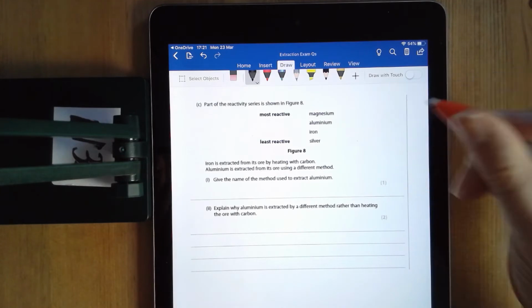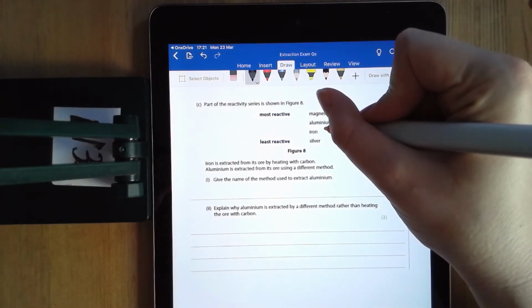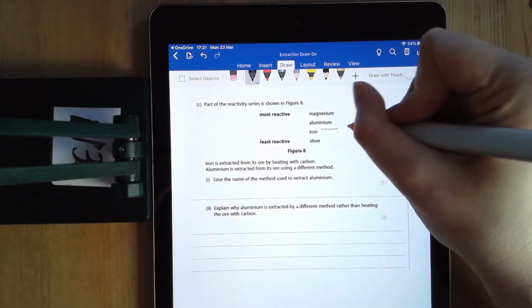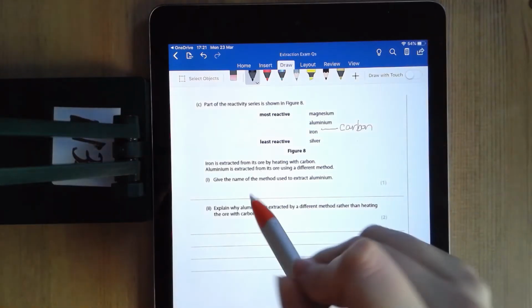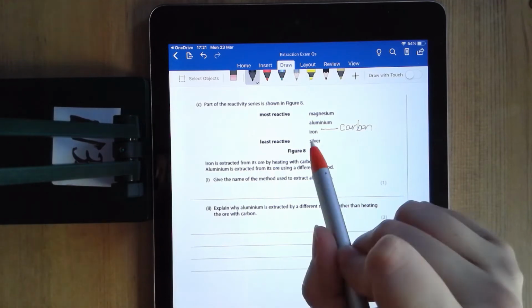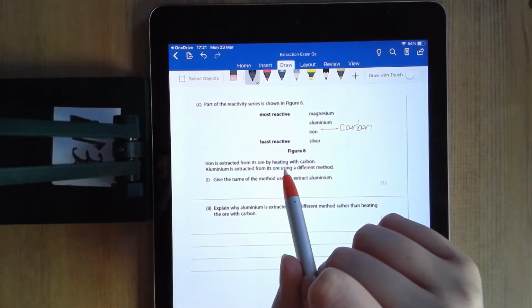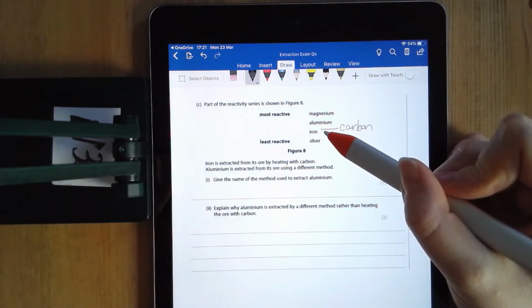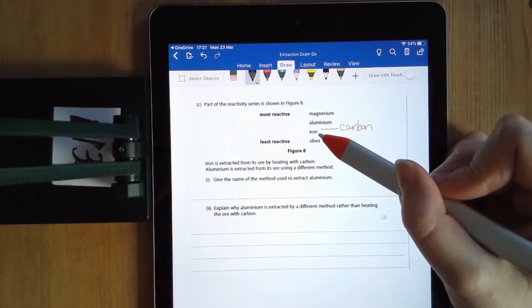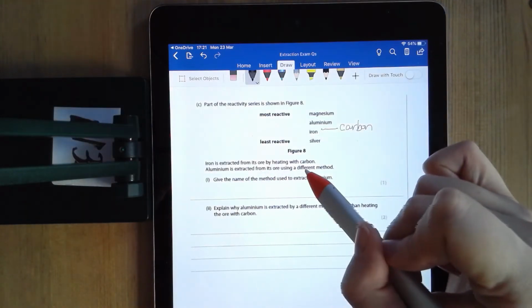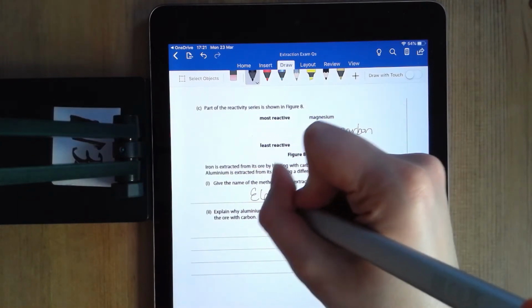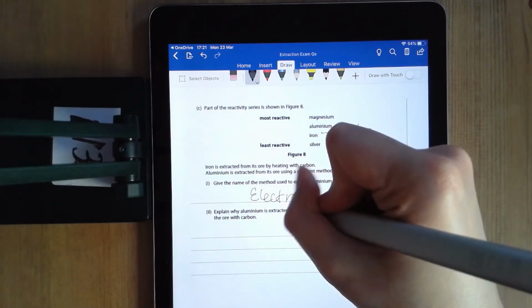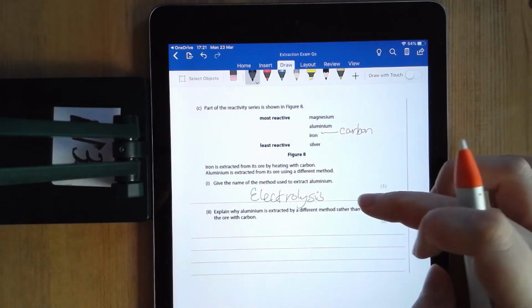So you would need to know where carbon goes. If you look at the reactivity series that I've given you, you can see that carbon is under aluminium, but it's above iron. They tell you that you can extract iron from its ore by heating it with carbon. That tells you that carbon's more reactive than iron, but you need a different method for aluminium. The name of that other method is going to be electrolysis. You need to use electrolysis for aluminium because it's more reactive than carbon.